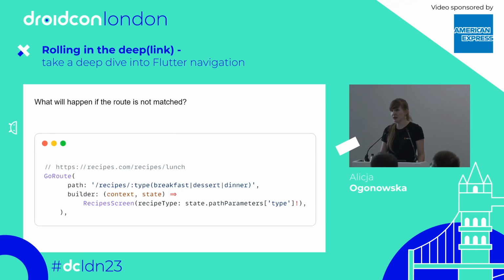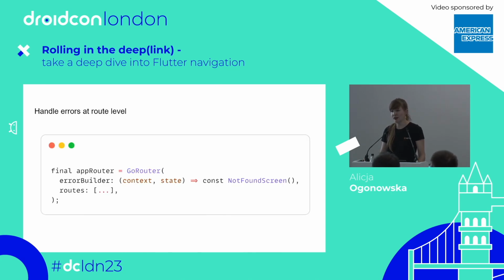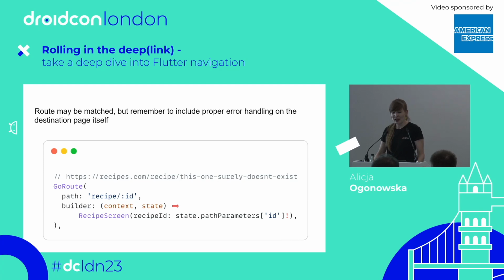So now let's think what would happen if I would try to open lunch. This would cause a path matching error, and this is the default error page that GoRouter is displaying. It's not very pretty, but thankfully they provide a very easy way to just give your custom builder. So yeah, my custom screen is also not great, but also not terrible, so I think it's enough.